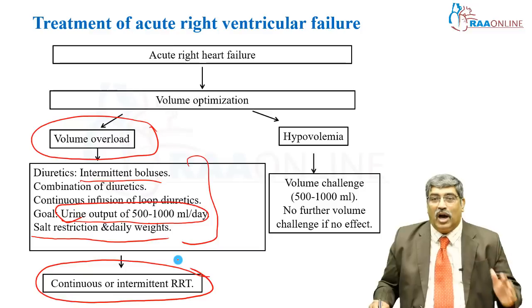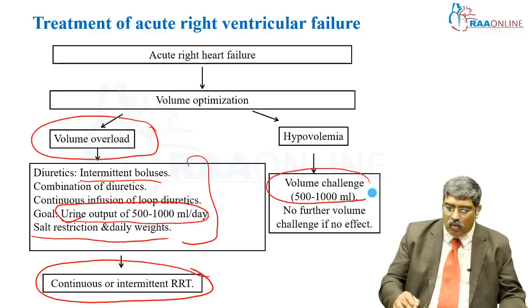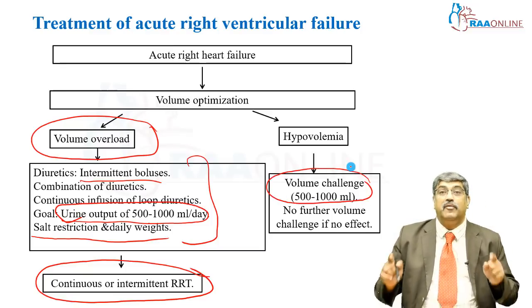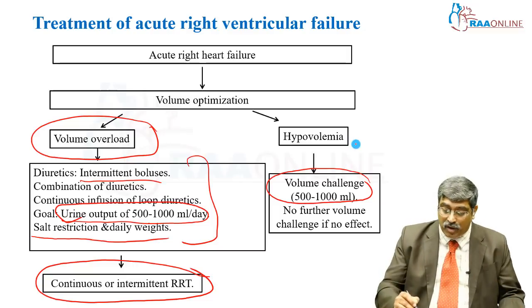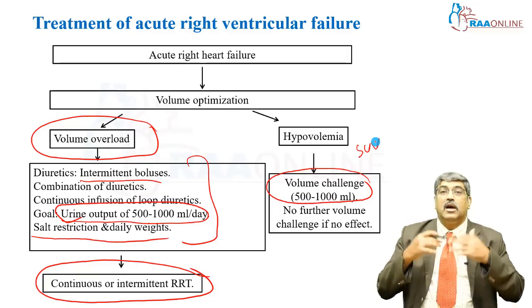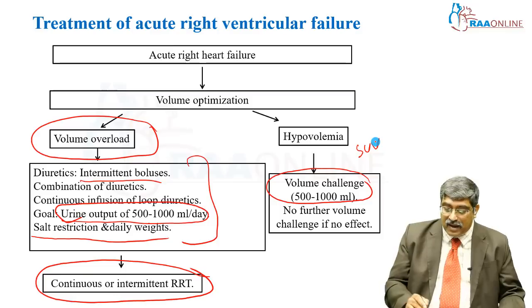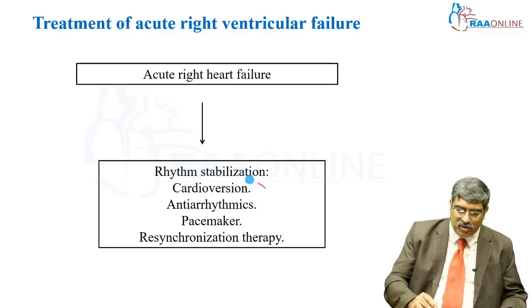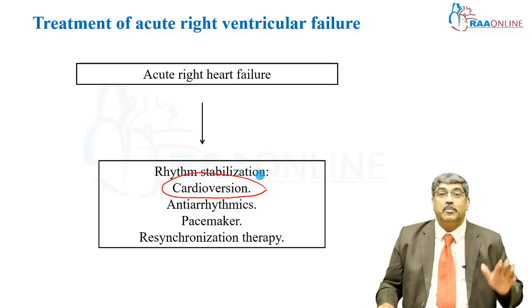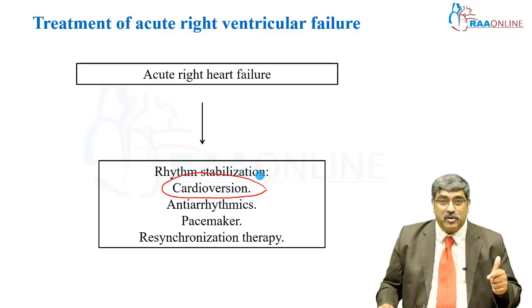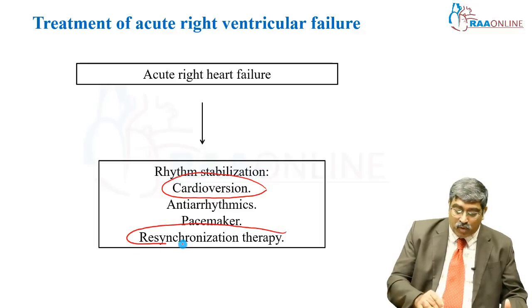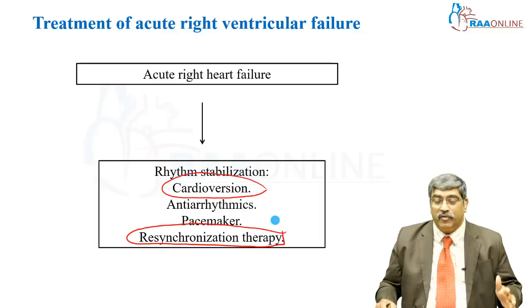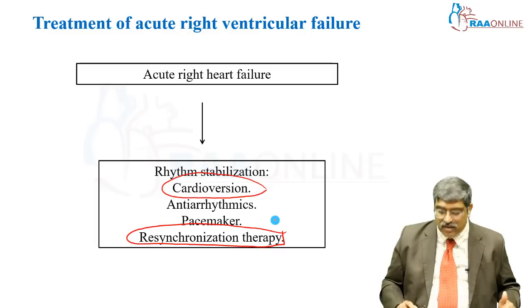therapy. Coming to hypovolemia, here you try a volume challenge of 500 to 1000 ml with volume parameter monitoring. You have to go for stroke volume variation or IVC collapsibility index. But the most important thing is no further volume if no effect. And coming to rhythm stabilization, here you should have a low threshold for cardioversion, particularly when hemodynamics are altered. Try antiarrhythmics. Pacemaker should be tried, and some arrhythmias are prone to cause RV dysfunction. In this case, you have to go for a CRT, resynchronization therapy.